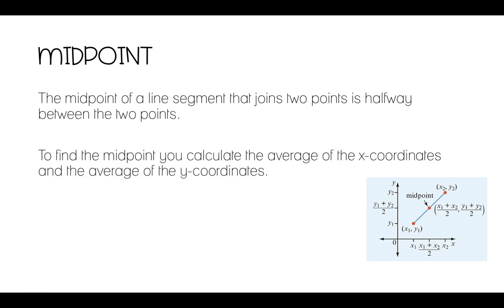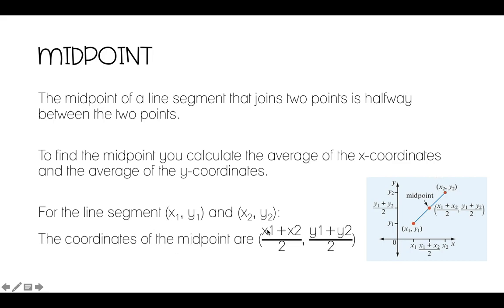To find the midpoint, you calculate the average of the x coordinates and the average of the y coordinates. By doing that, we're finding halfway between these two x coordinates, x1 and x2. And the other coordinate we're finding is halfway along the y-axis, which is this point here, and that gives us our coordinate here.